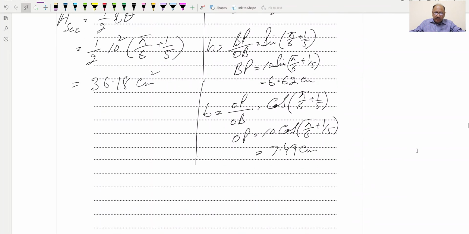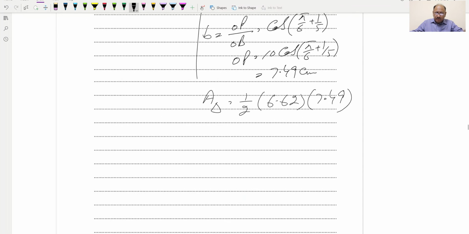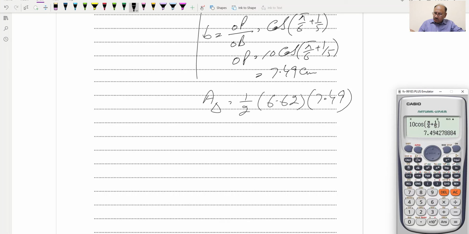So this is basically the value of base and this is the value of height, and now we can use area of triangle equal to 1 by 2 into base, which is 7.49, and height, which is 6.62. So multiply 7.49 by 6.62 and then multiply by 0.5, is equal to 24.806.